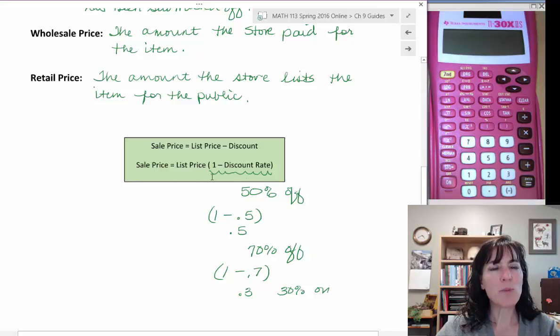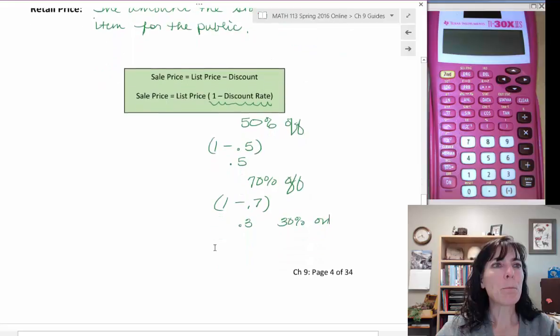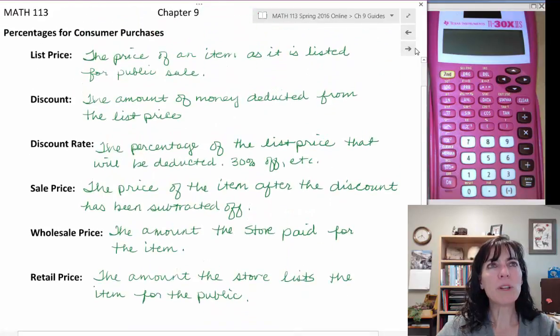And so you take the list price times whatever the on is, however much is going to be the on, and that'll give you your sale price. Okay. And we'll look at that a lot more.